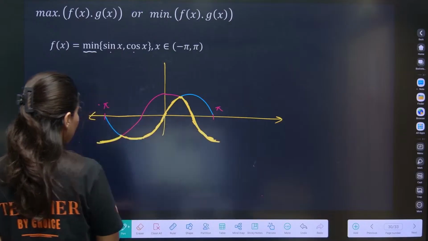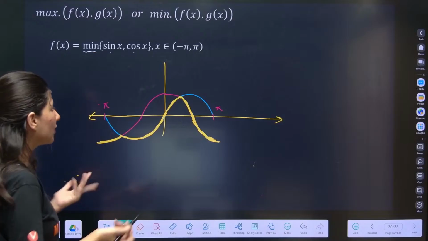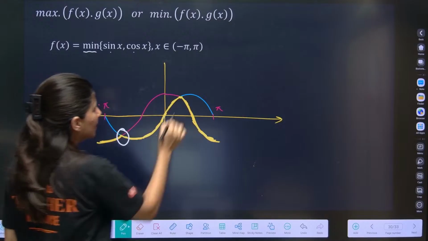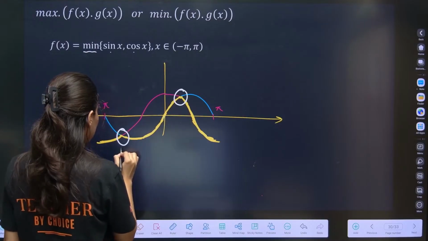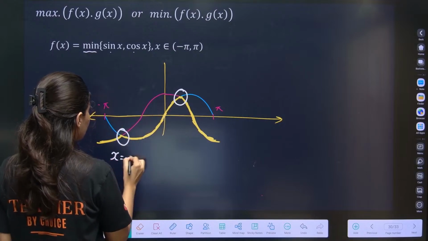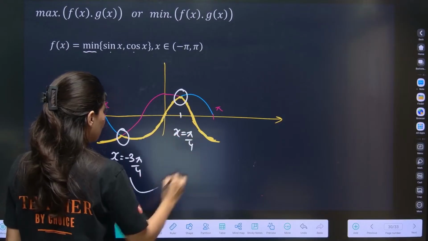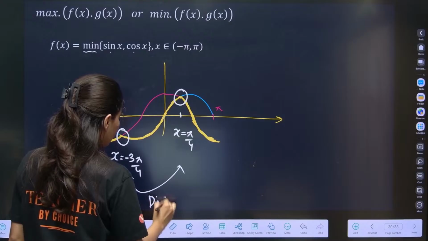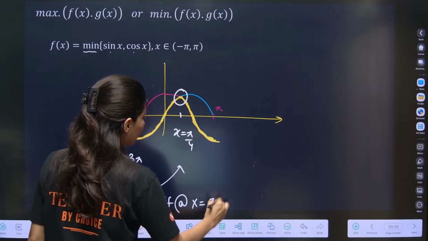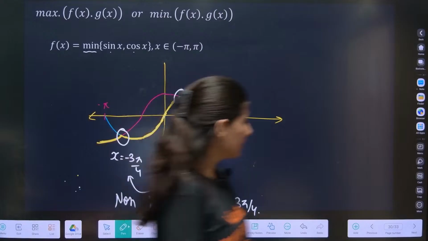Once the graph is plotted, you can see sharp corners, you can see continuity breaks, everything. You can see one sharp corner here, another here. So this is x equals what? This is minus 3 pi by 4. And this is x equals pi by 4. So there are 2 points of non-differentiability, at x equals pi by 4 and minus 3 pi by 4. Agree? Yes, everybody?